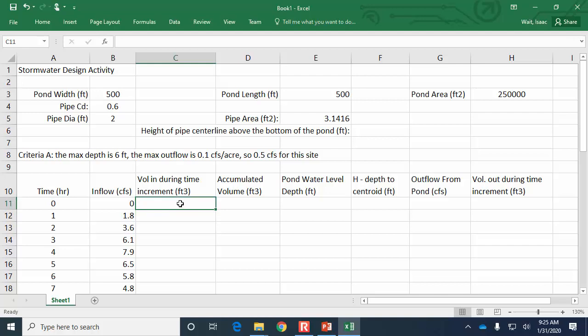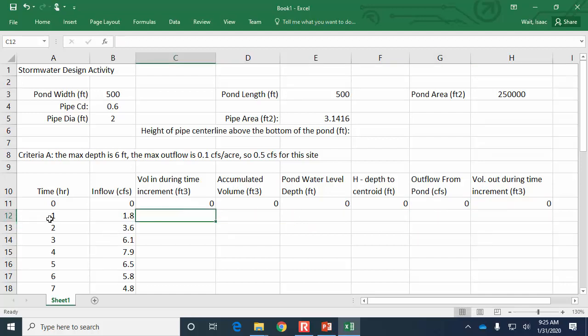All right, so at time 0 there's no flow in, and so the volume in is going to be 0. There's no water in the pond yet. Right at the beginning of the storm, there's no water in the pond. So the depth of the water is 0. There's no depth to the centroid. The outflow is 0. Everything's 0 at the beginning.